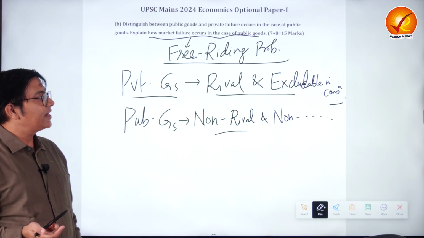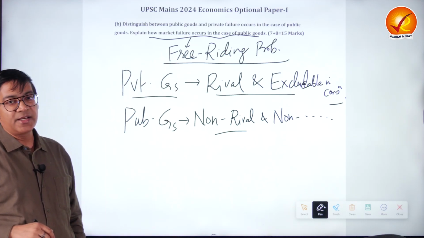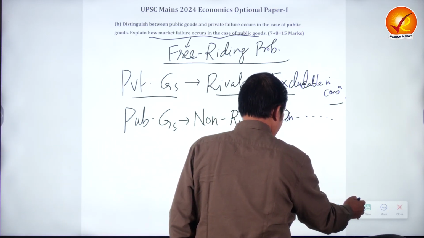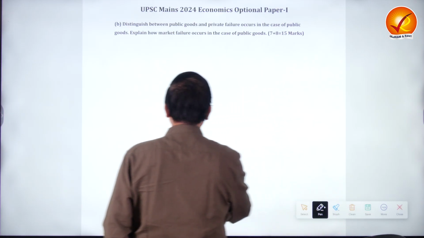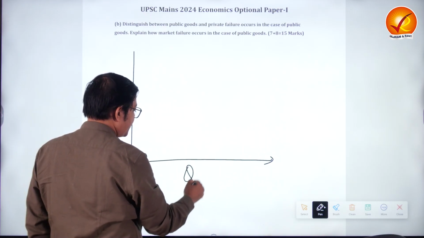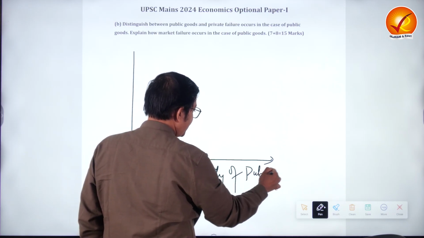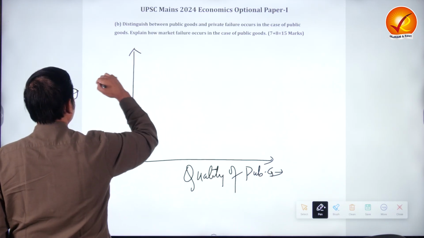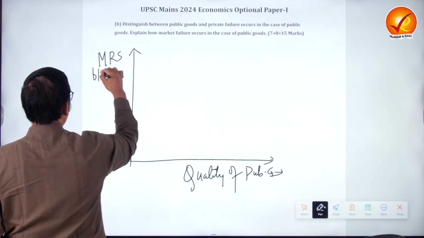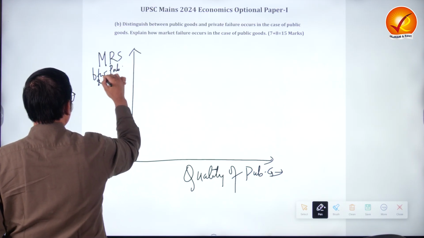It should be shown graphically also, because it's 8 marks worth. If you have to show how the market failure occurs, you have to show it graphically. I'm discussing it in a brief way; each and every part of the graph I'm not doing here, something that I do in the class in more detail. Here you can keep on one axis the quality of the public good, because in public goods you can't talk about quantity, and on the other the MRS, the marginal rate of substitution between the public and private good.